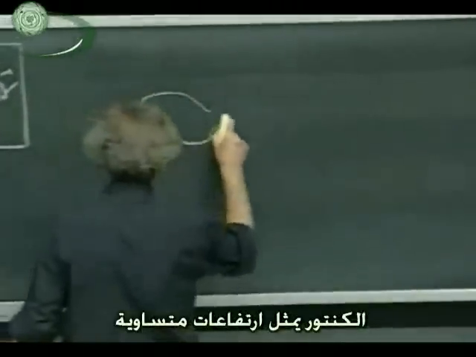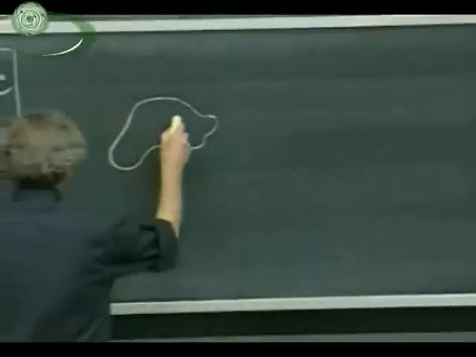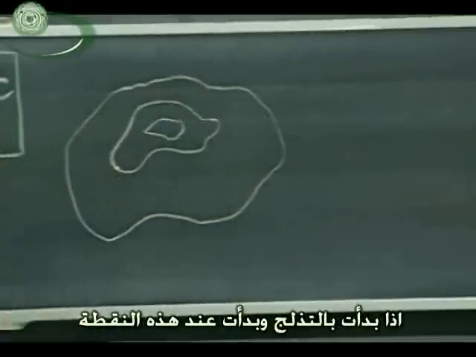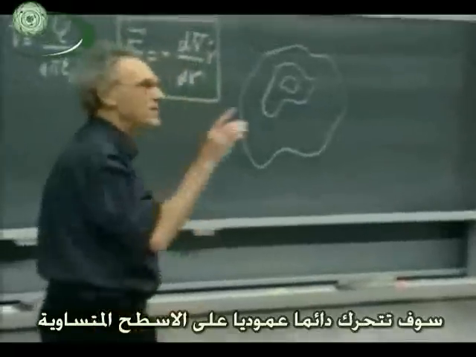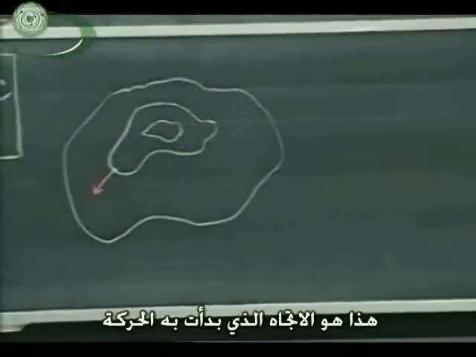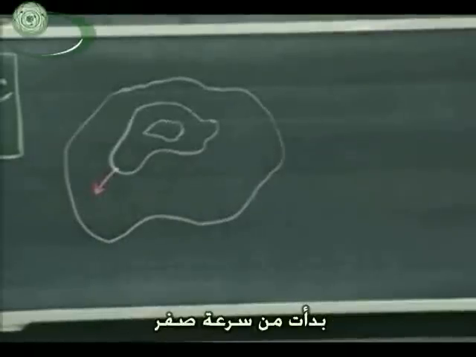If you look at maps of mountaineers, contours of equal altitude, equal height, if you started skiing and you started at that point with 0 speed, you would always take off perpendicular to the equipotentials. So this is the direction in which you start to move if you start off with 0 speed.